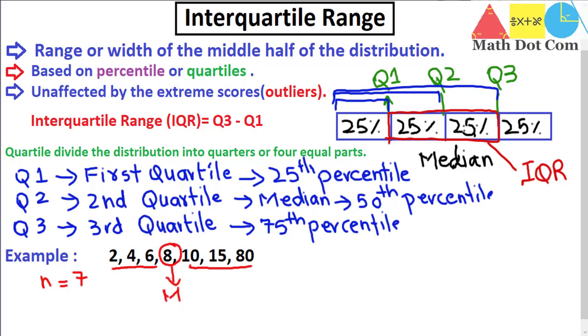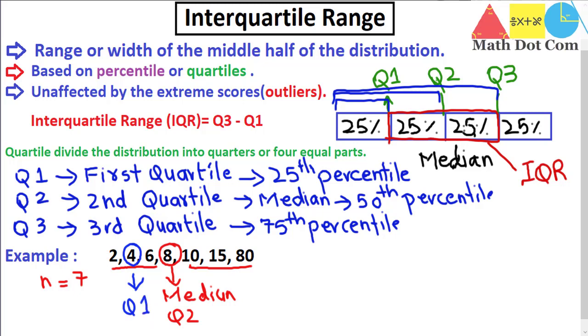You can also say that this is the second quartile, but we don't need the value of Q2. We need the value of Q3 and Q1. So for Q1, we have to see the values at the left side, that is 2, 4, 6. We have to find the central value here for finding Q1. So in the first quartile, this is the central value and this is called Q1.